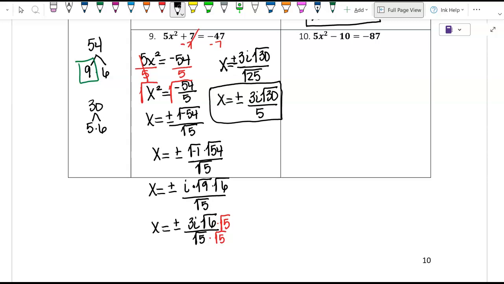I know that's a little bit of work there, but you have to remember you cannot leave a radical in the denominator. You have to go in and fix that by multiplying it times itself in both the numerator and denominator. So a couple of these could be a little bit more involved in the work required.